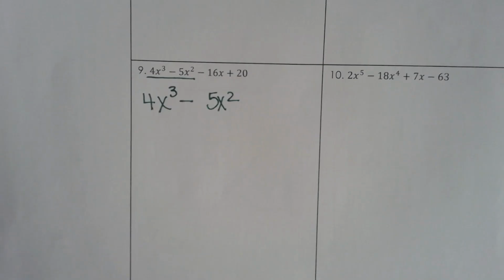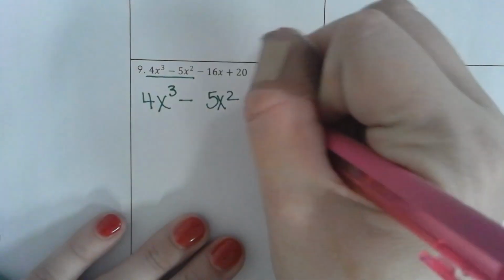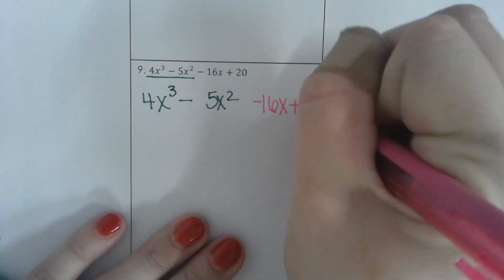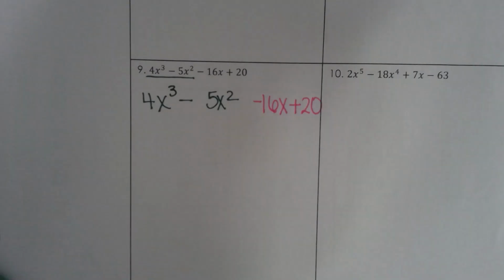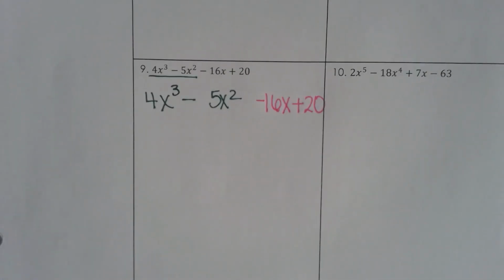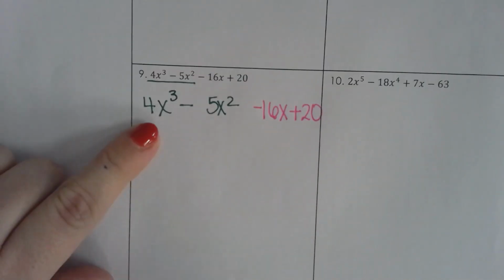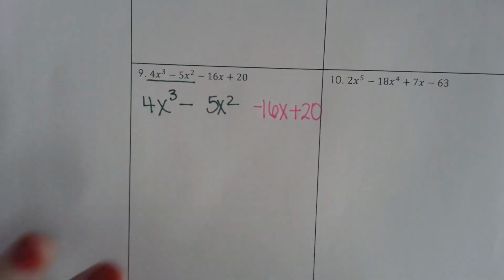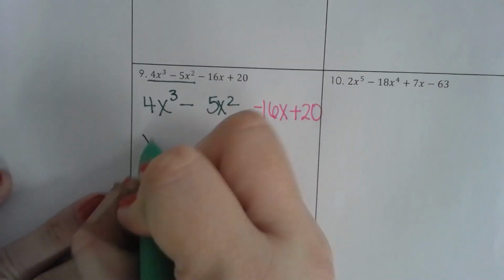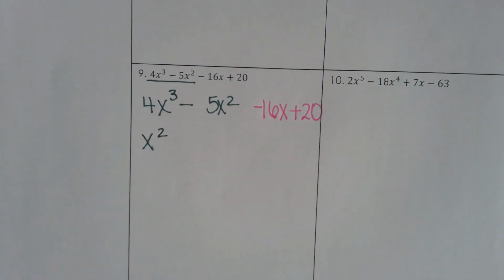All right, and Kaylee, what's my second group? -16x plus 20. Good. All right, Alex Todd, what is the GCF of my first group? 1x squared. Good. And you can put the 1 or you don't have to.